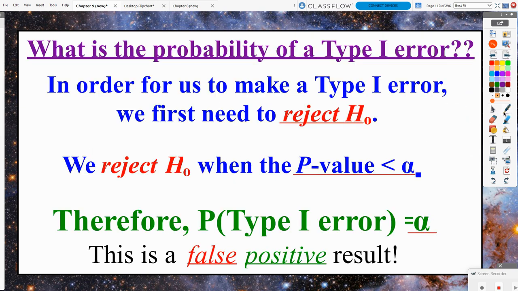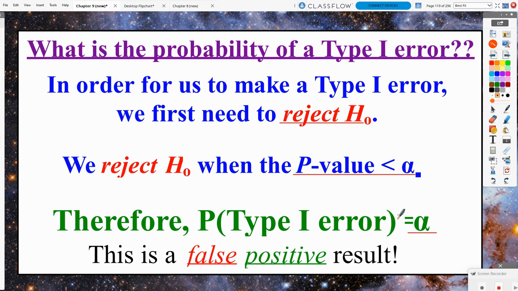Now, what is the probability of a type 1 error? In order for us to make a type 1 error, we first need to reject the null hypothesis. And when we reject the null hypothesis, that must have meant that our p-value was smaller than our alpha or significance level. So really, the probability of a type 1 error is whatever the significance level is. A type 1 error we can call basically a false positive. We reject the null hypothesis. That's typically the positive thing that we want to do here, but it was a false result. We really shouldn't have rejected the null hypothesis.